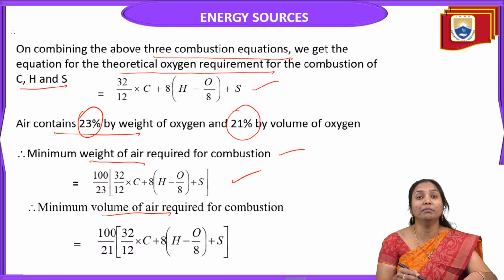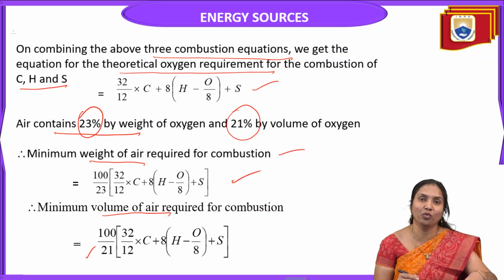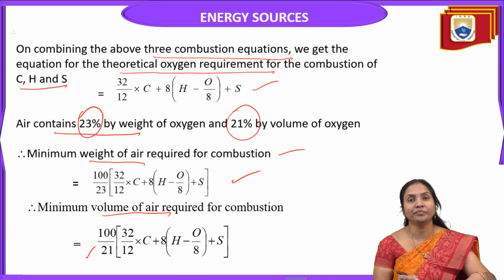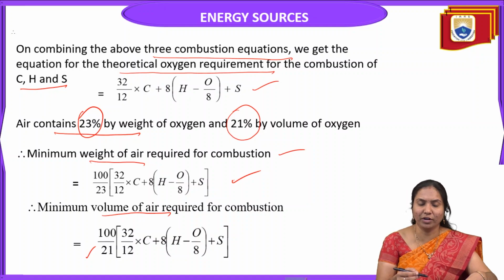Or otherwise, if you are taking minimum volume of air, here minimum volume of air required for complete combustion of fuel. So here you can write 100 by 21 because air contains 21% of oxygen by volume. So 100 by 21 into the same formula, 32 by 12 into C plus 8 into H minus O by 8 plus S. This is the final formula.